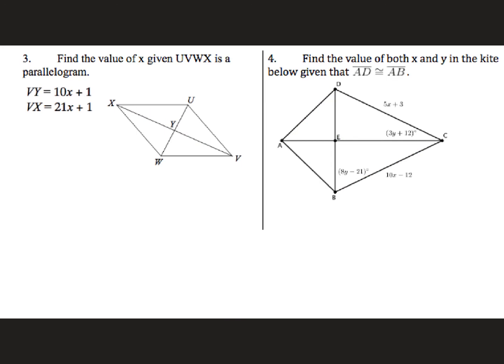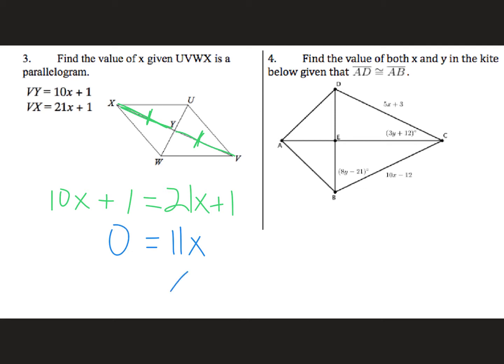So we got Vy, which is this piece, and Vx. Okay, so this is the diagonals of a parallelogram bisect each other. So Vy equals Vx. Oh, this is going to be a funky one too. We're going to subtract 10x from both sides. We're going to subtract 1 from both sides. If 11x is 0, then 1x is 0. So x is 0, because 1 and 1 are equal. That was devious.